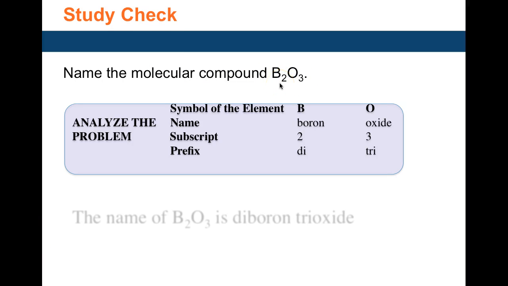B2O3, B is boron, there's two of them, so diboron. Oxide, there's three of them, so tri. So diboron trioxide.